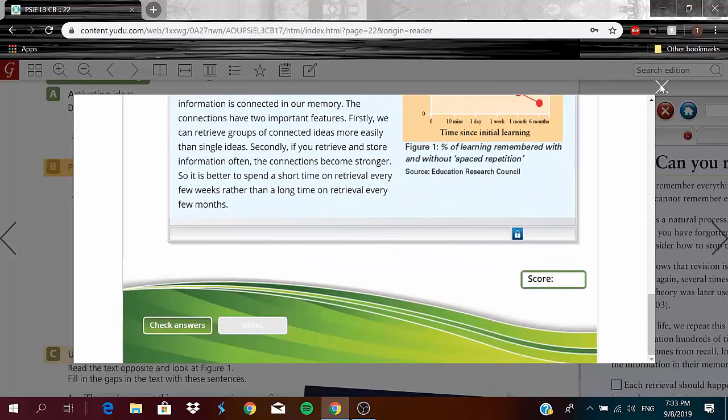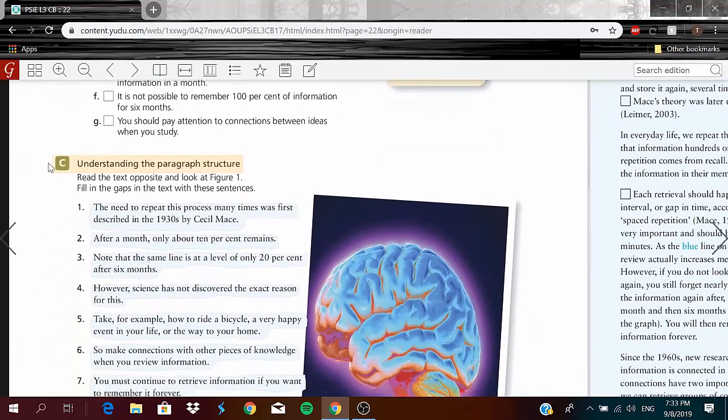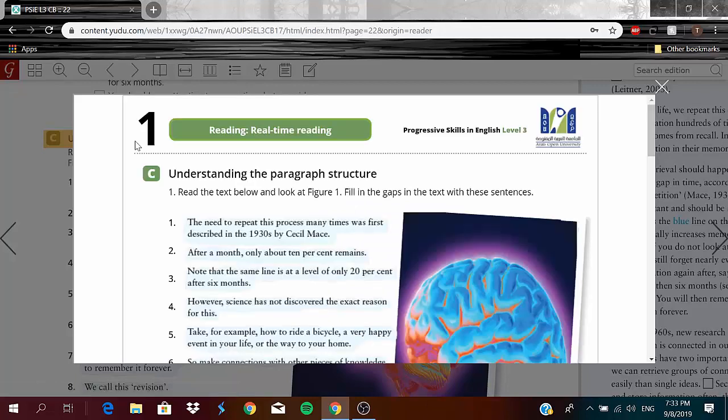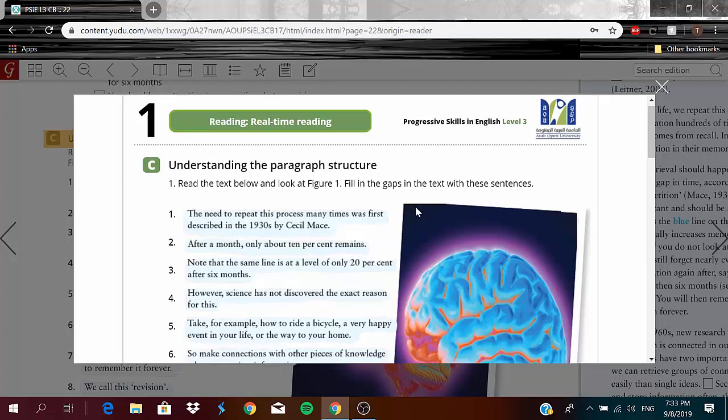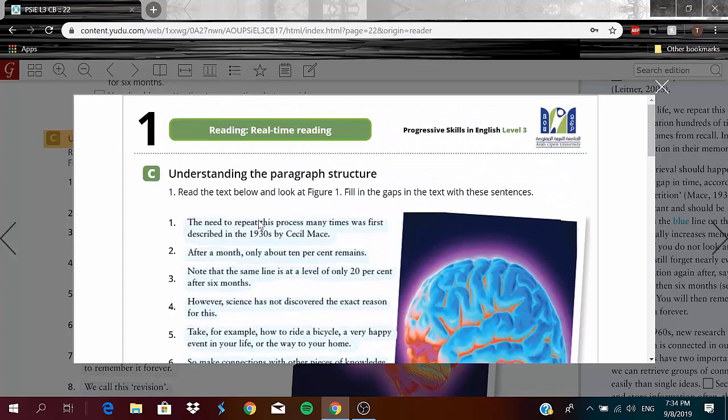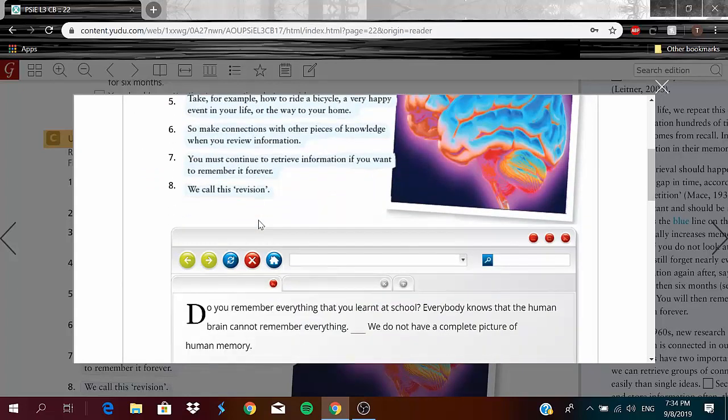Now let's move on. Here we have exercise C, understanding the paragraph structure. We're going to have to read the text again. So read the text below and look at figure 1. Fill in the gaps in the text with these sentences. We have some extra information. So these 8 sentences are extra information, and we're going to have to find a way to put them in these spaces right here. So for example, this space, we'll write the number down and we'll read it.